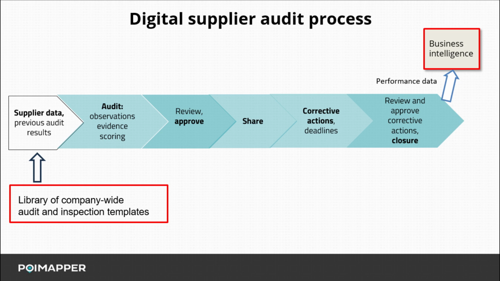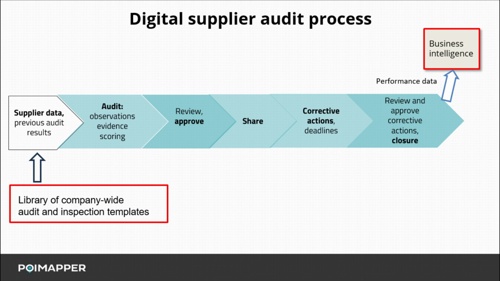The audit is reviewed and approved, then shared with the supplier. Deadlines for corrective actions can be jointly decided, and suppliers can update progress online. Completed actions are approved and closed, and then the data can be used for business intelligence. This is the general process. Now let's look at a demo.